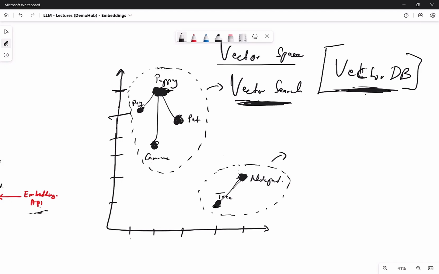Now, could you do this in a regular database using regex and strings? Sure, you could, but vector databases are optimized for these types of searches, taking into consideration the semantics of this, because we did not provide the semantics. What does semantics mean? Semantics means meaning to something.